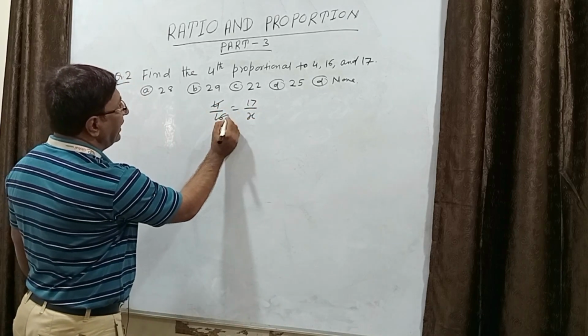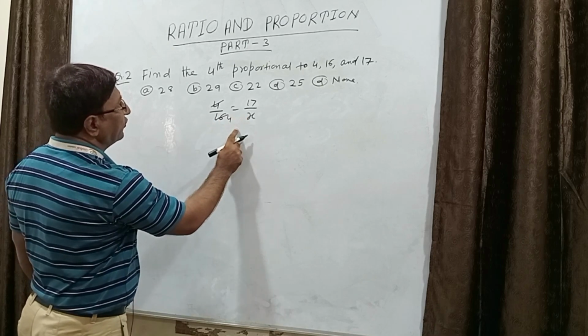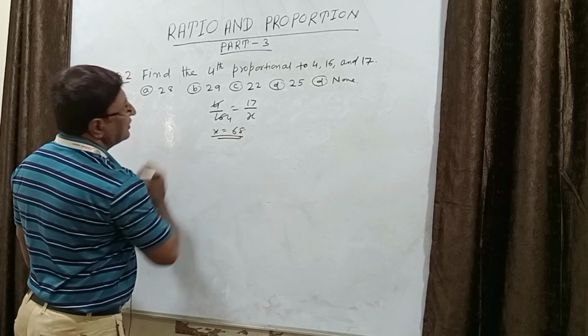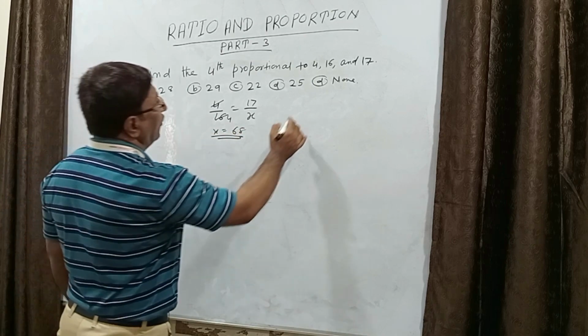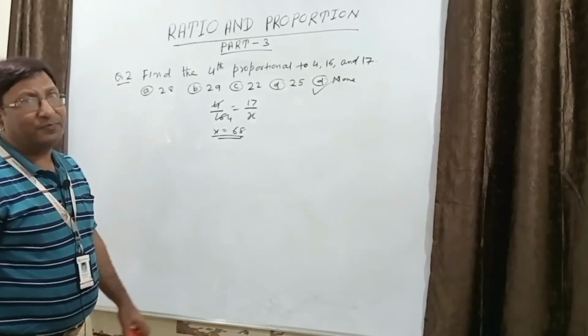So this is 4 times x equals 16 times 17, so here we will get x equal to 68. So our correct answer is 68. Here 68 is not given, so our correct answer is none of these.